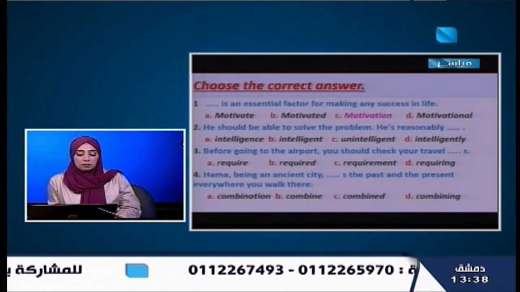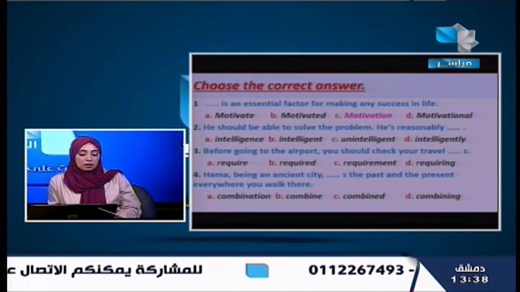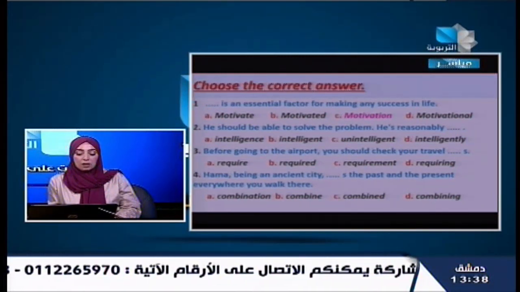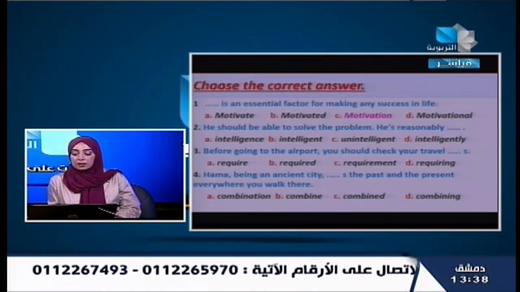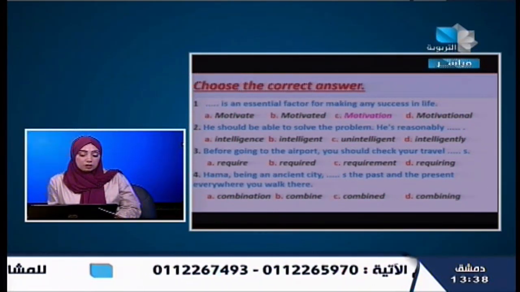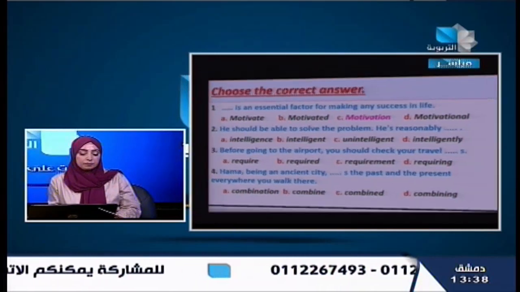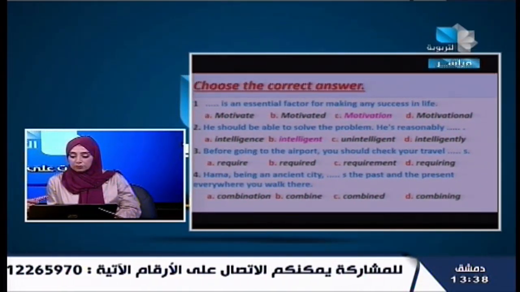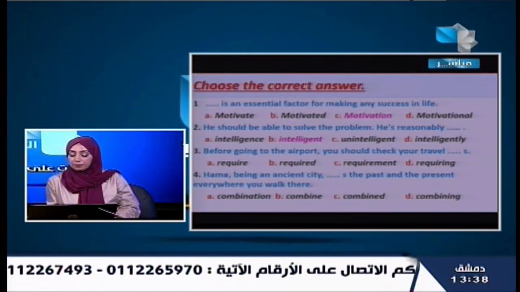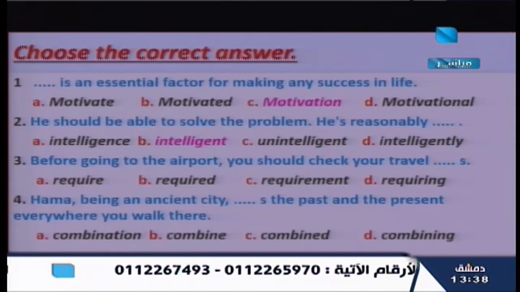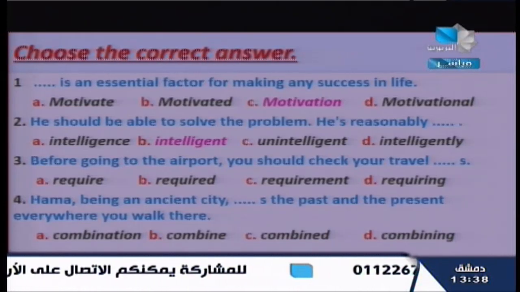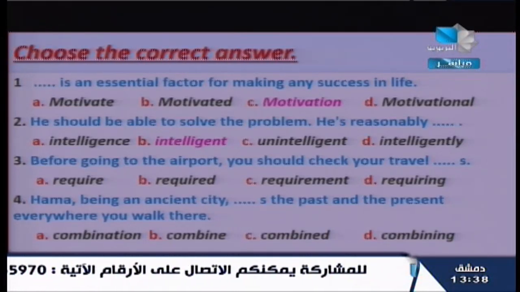Number 2, he should be able to solve the problem. Why? Because he is reasonably intelligent maybe, unintelligent, or intelligently. What do you think? B, intelligent. That's right. There is a reason why it should be intelligent to help the students. After verb to be, we use an adjective. Adjective, sure. And reasonably is an adverb that describes. He's tired. He's frightened, he's motivated, he's intelligent, he's smart, clever.